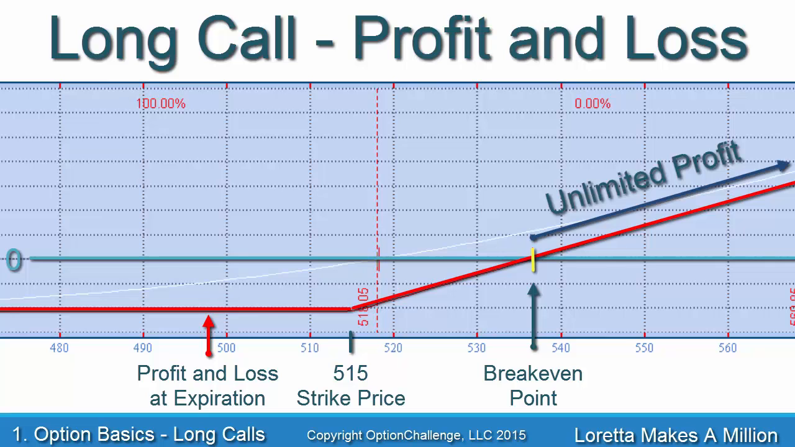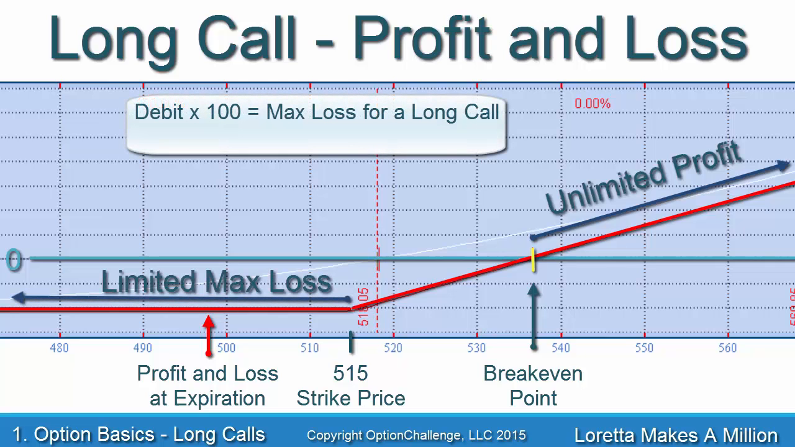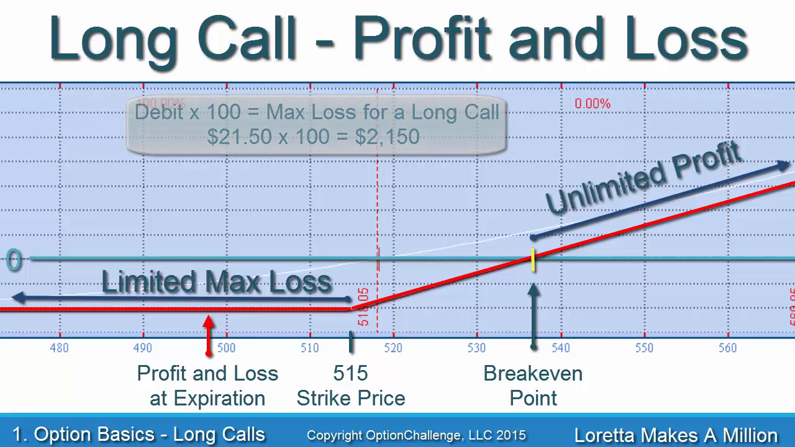The max loss for a long call is determined by multiplying the debit times 100 units of the underlying. In this case, $21.50 times 100 would equal $2,150. Long calls have limited loss. The loss is limited to the debit times 100 units of the underlying. A Google stock price of $515 or lower will result in a max loss.